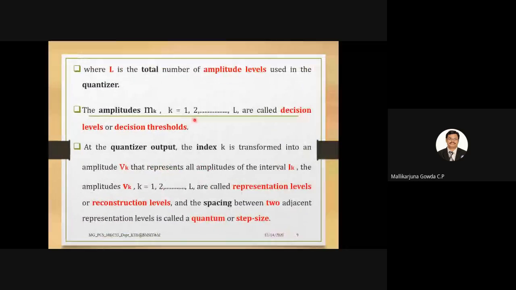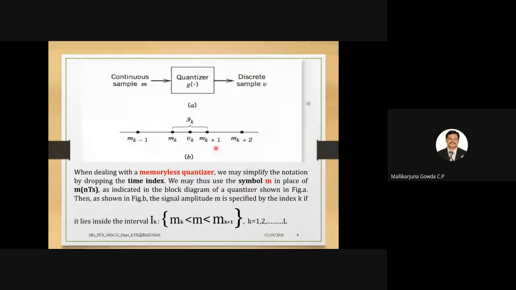Okay. So at the quantizer output, I said the index k is transformed into an amplitude Vk that represents all amplitudes of the interval Ik, right? So the amplitudes Vk, where k is 1 to L, are called the representation levels. So hope you are understanding this. Vk is the representation level. I will give an example also. I will show you that example. You will understand better.